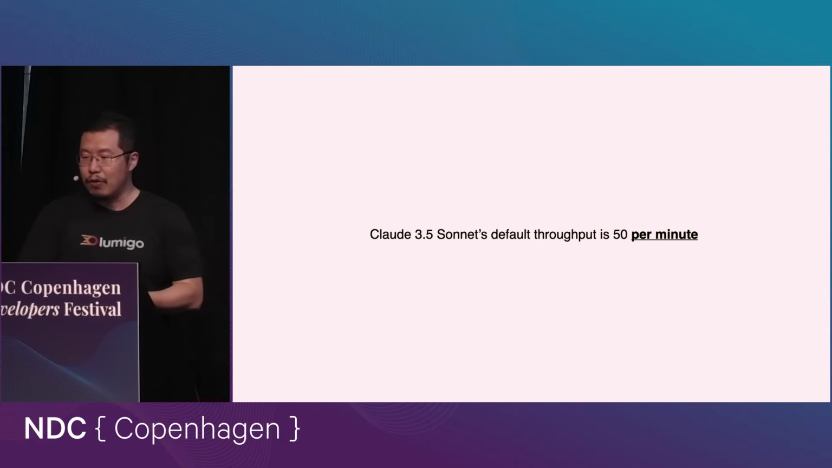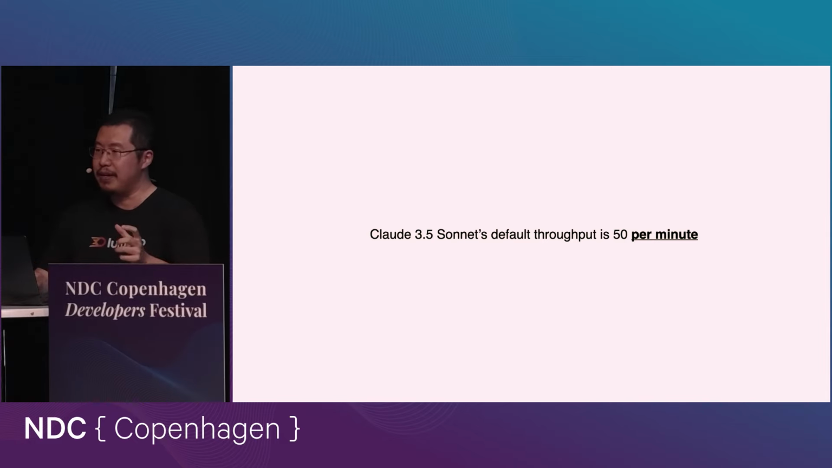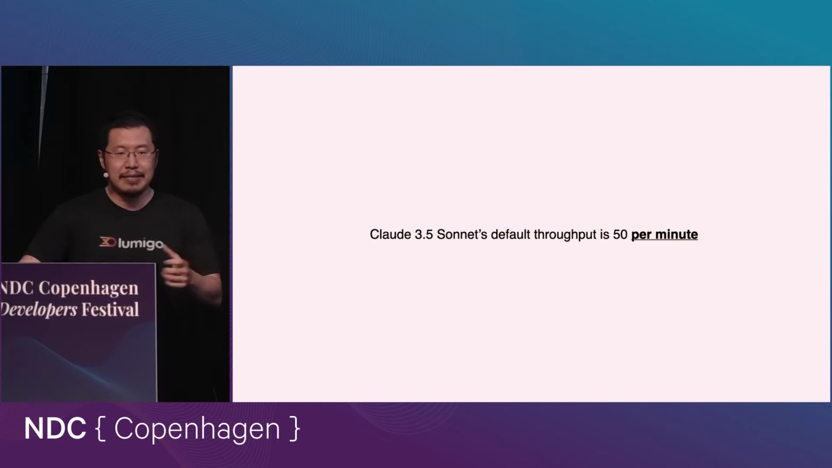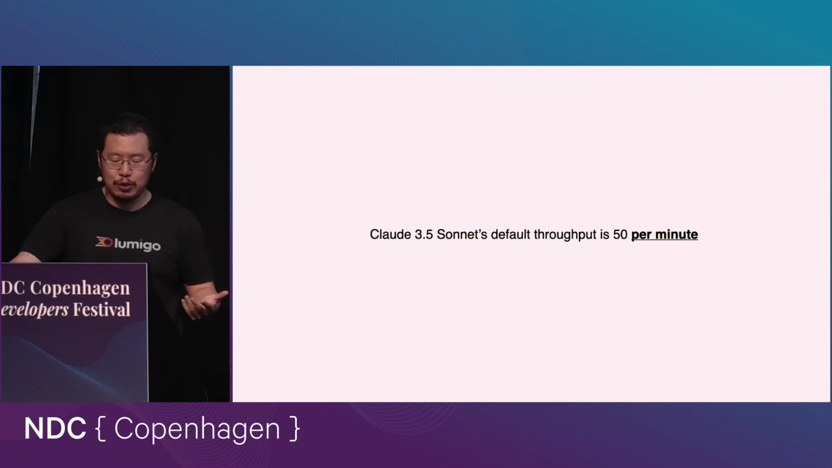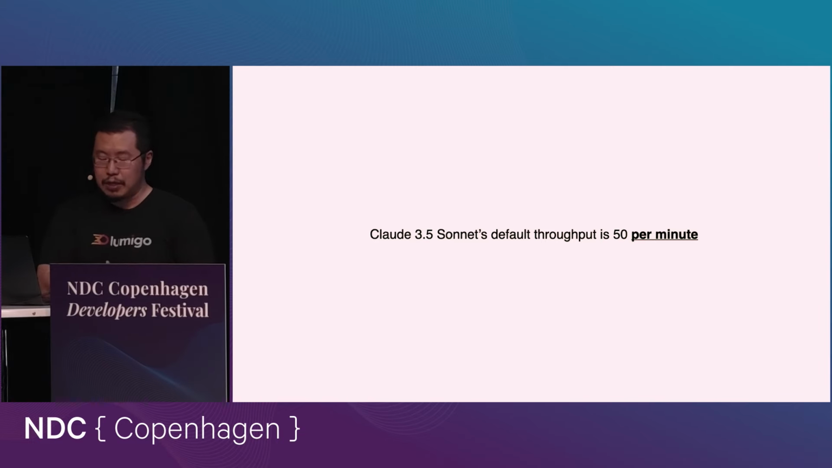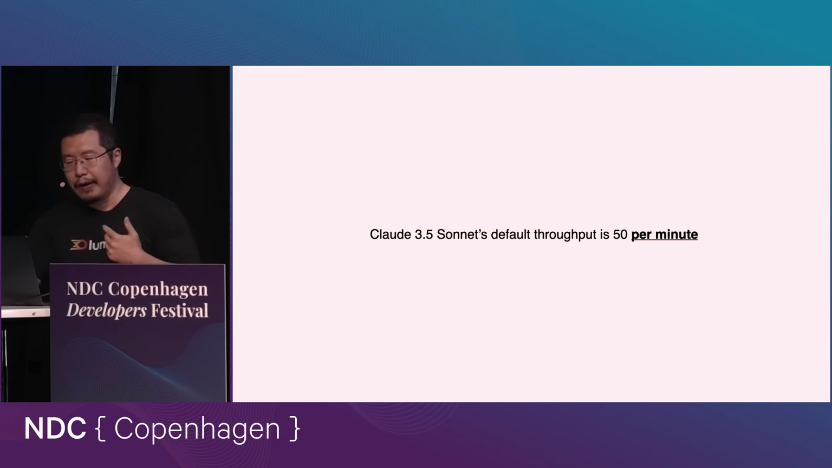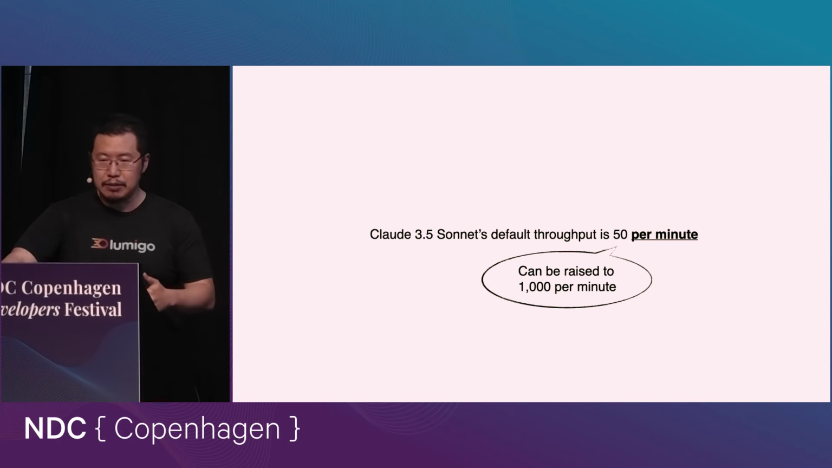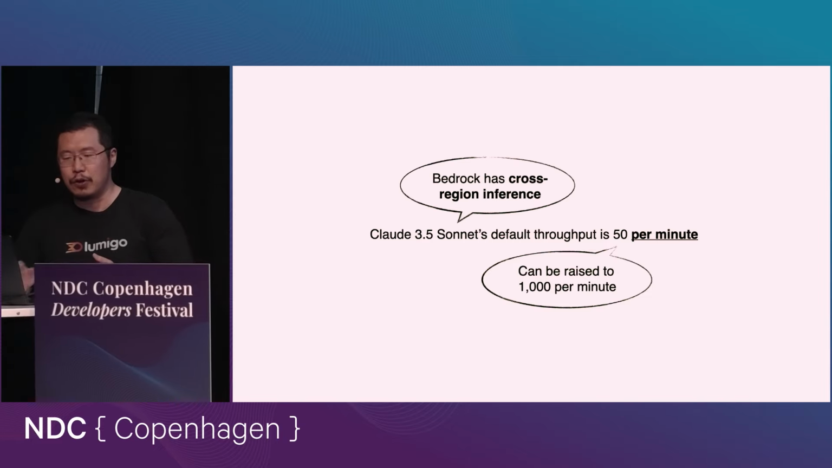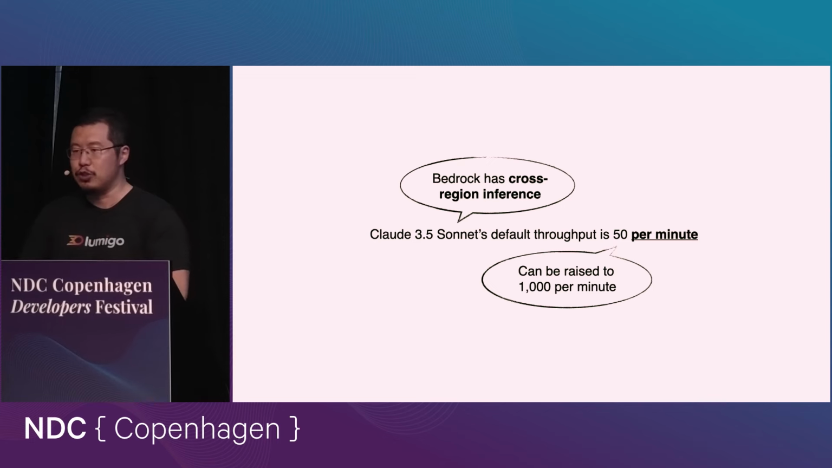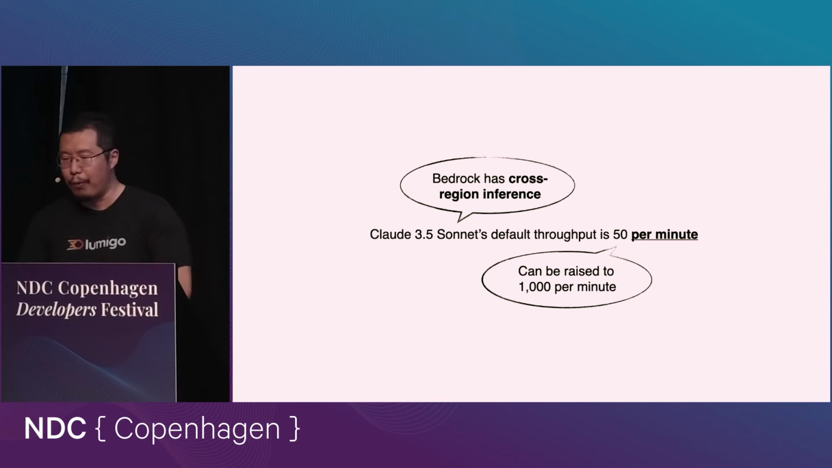default throughput limit is only 50 per minute, not per second, per minute. So because we made a decision to analyze one file at a time, it meant that we can really easily run into a situation whereby a single PR is going to exhaust all of our available throughput for the whole minute. So nobody else's PR is going to get analyzed in that whole minute. With Bedrock, you can actually raise this to 1,000 per minute through a support ticket. And you can also use what is called cross-region inference. Essentially, you can use two different AWS regions to double your throughput.